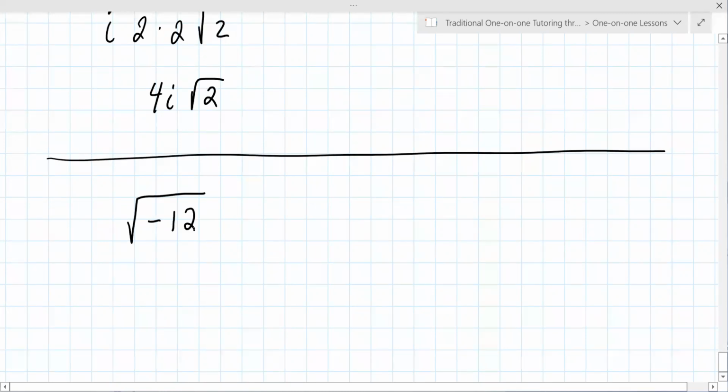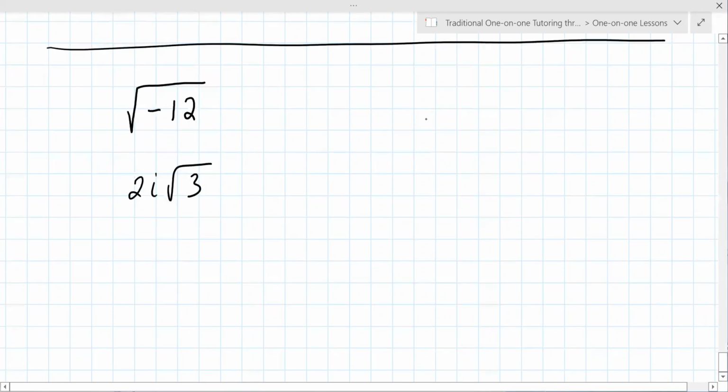Okay. So it would be 2i radical 3. Yes, that's really fast. That's good. Can I give you one more, just a little bit more difficult? Yes. It maybe looks more difficult than it actually is, but if you could give that one a try.